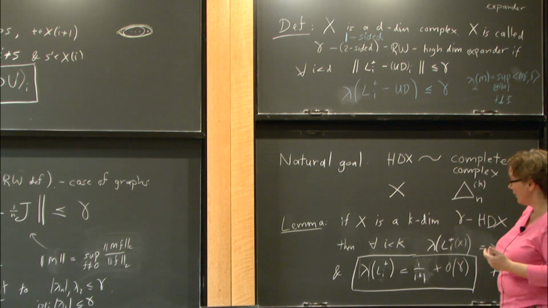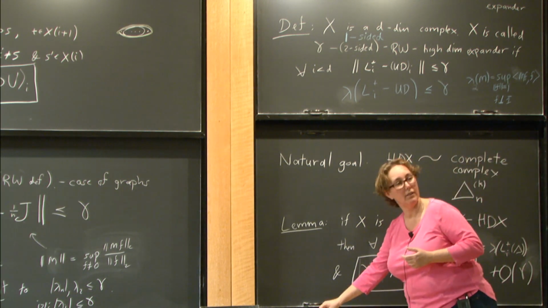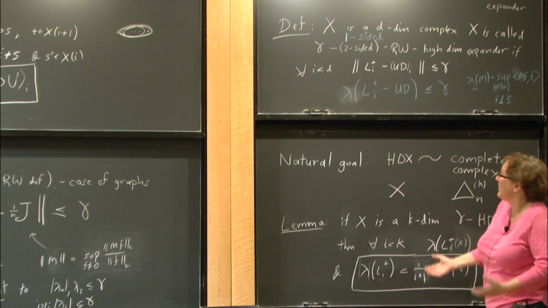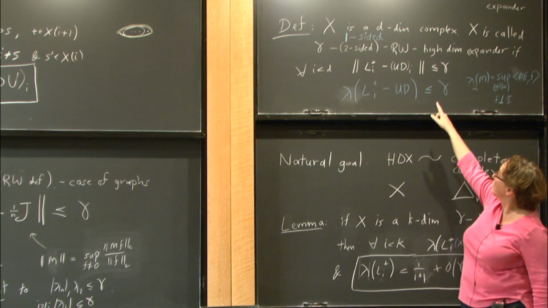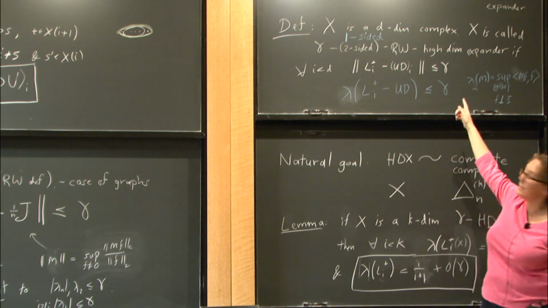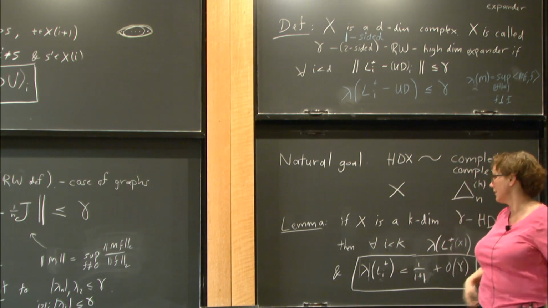Does this mean that the first layer is always a general... Yes. It's also by definition, because we require for every layer, including the first layer, that the difference is a small gamma. So, but yes.